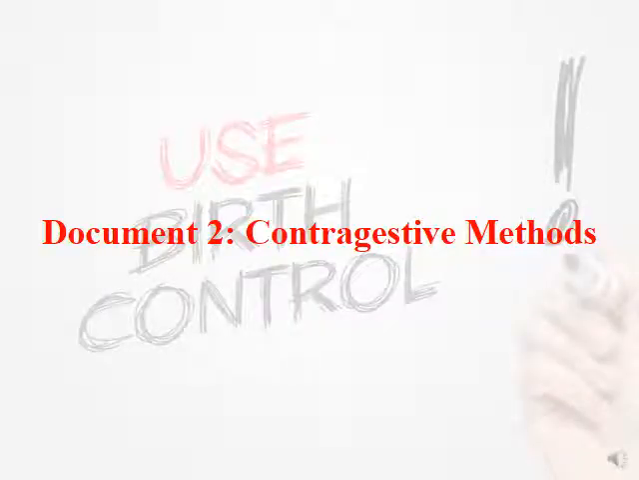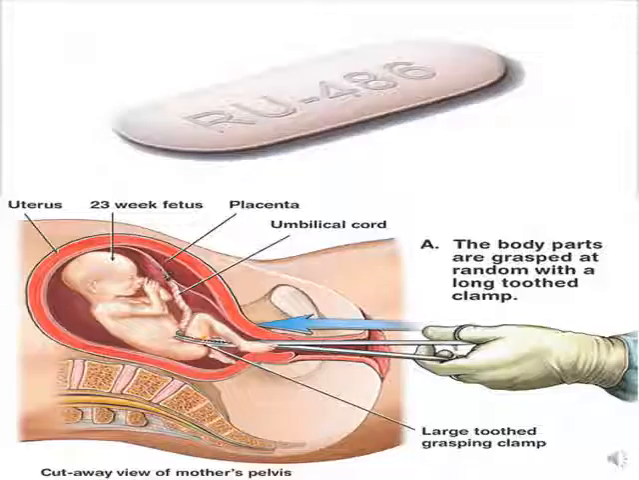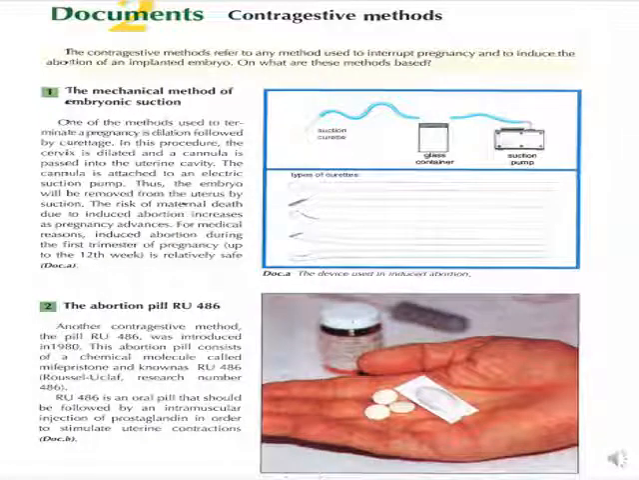Here we move to document 2, talking about the contragestive methods. One of the most widely used contragestive methods is the RU486 pill, and we also have the technique known as embryonic suction. It's a mechanical method, and we also have the destruction of the embryo, and these are the contragestive methods. Let's go step by step.